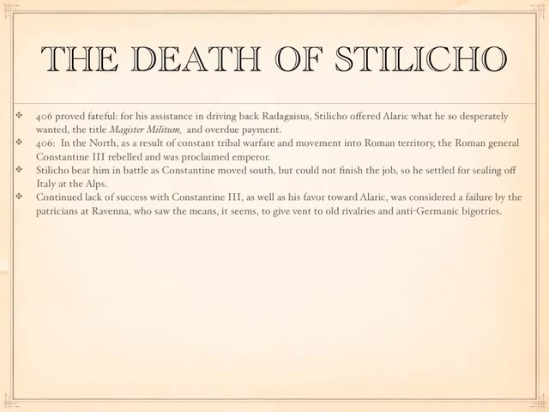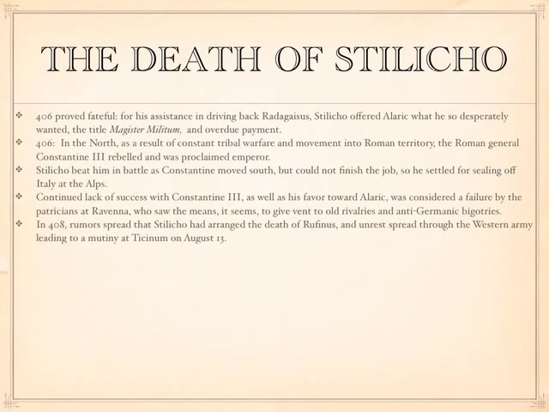But the senators at Ravenna saw the means, it seems, through these so-called failures, the fact that he didn't completely slaughter Constantine in a year or less, and the fact that he happened to see Alaric as much an ally as anything. This gave them the opportunity to give vent to old rivalries and their own anti-Germanic bigotries. I don't know how else to put it, so I just put it that way on the slide. It was bigotry.